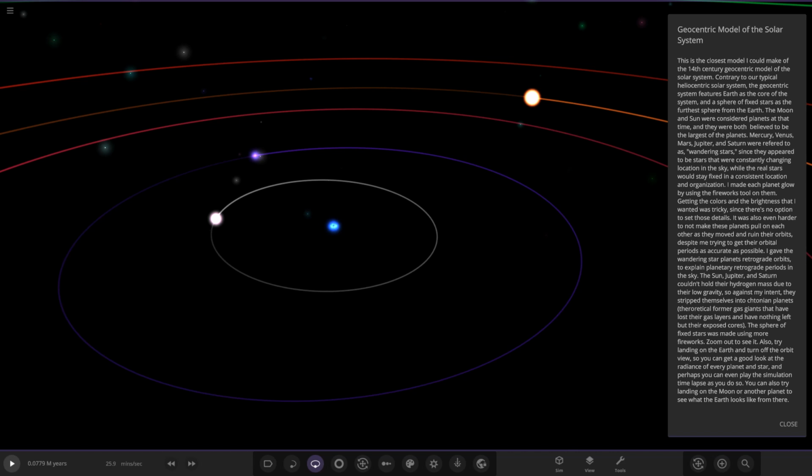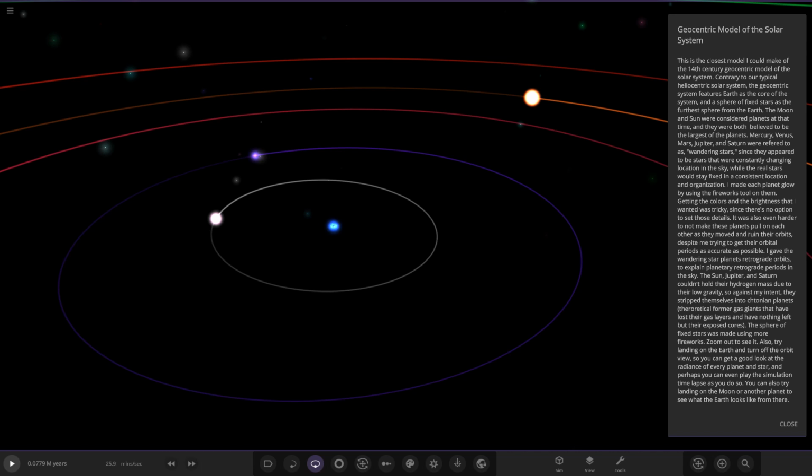I made each planet glow by using fireworks tool on them, getting the colours and the brightness. Oh, so use the fireworks. Oh, that is some good thinking there. No one has ever mentioned the fireworks or used them. I mean, I haven't used them in ages. I pretty much forget they're in the game most of the time. So I made each planet glow using the fireworks. Getting the colours and the brightness that I wanted was tricky, since there's no option to set those details.